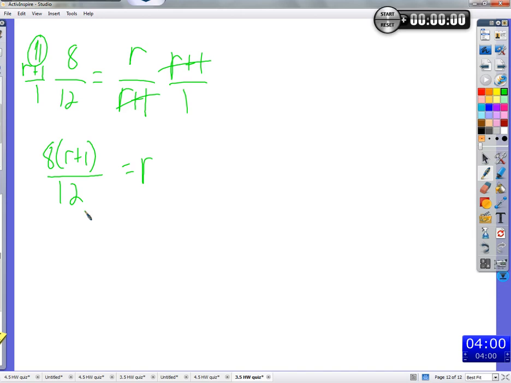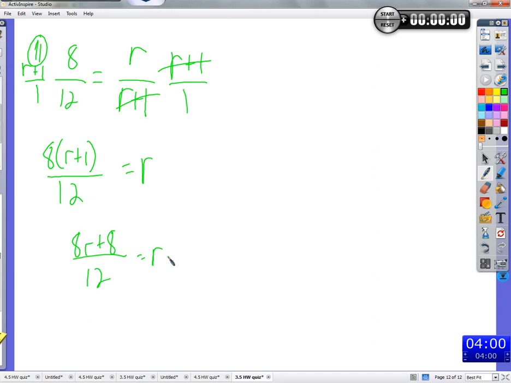What is something you can do mathematically? I've let you run with every idea you've had that is mathematically defensible. Okay. Lily? Could you distribute the 8? Sure, you can distribute the 8. 8r plus 8 over 12 equals r.